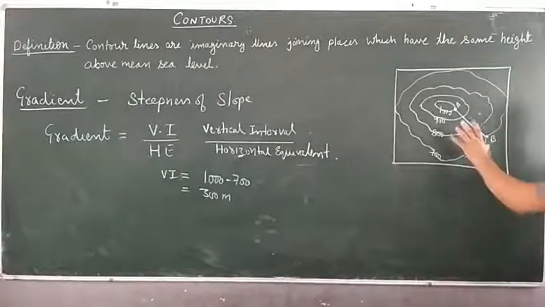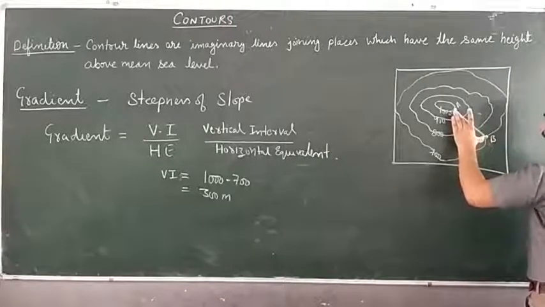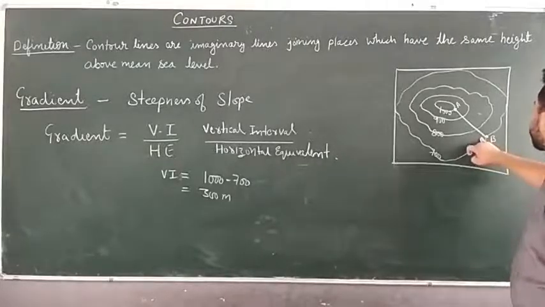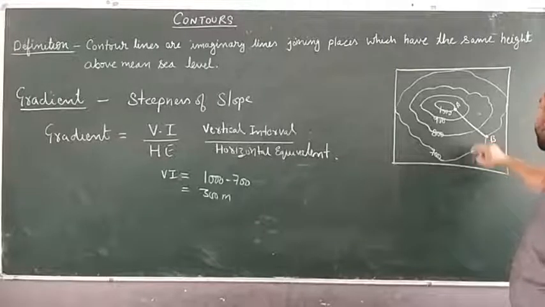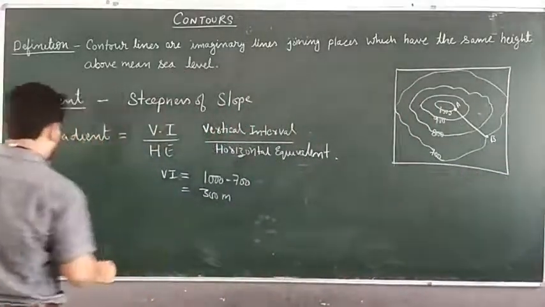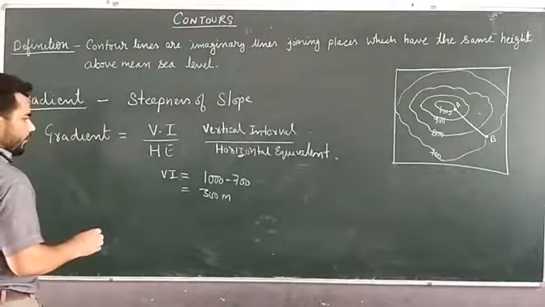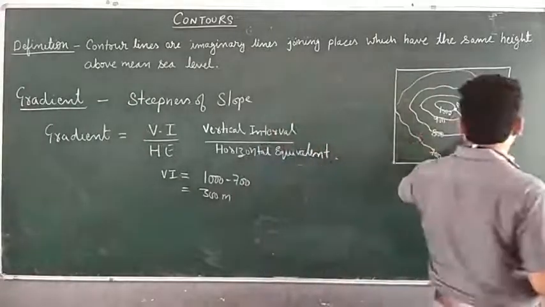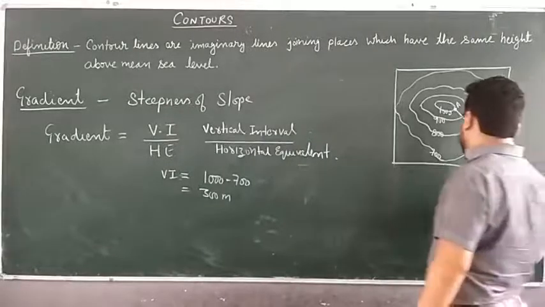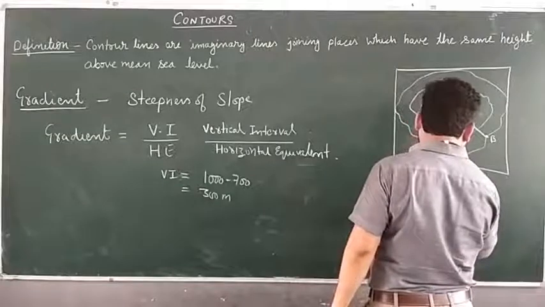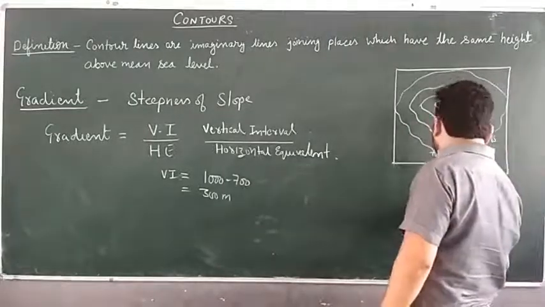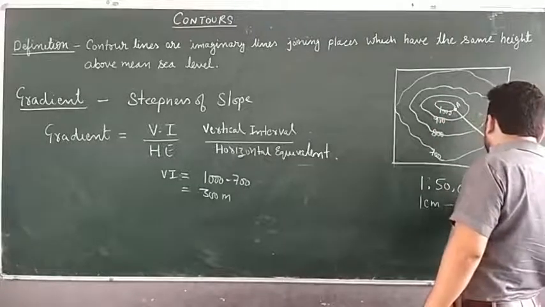Now, how will you find out the horizontal equivalent? You will take a scale and measure it like this. Suppose it comes to 10 centimeters on this paper, clear? And on the scale it is written 1 is to 50,000, which I have already told you about. It means 1 centimeter on paper is equal to 0.5 kilometer.